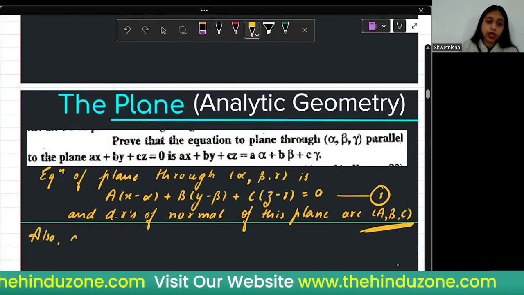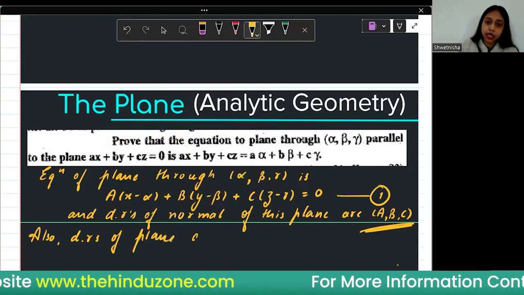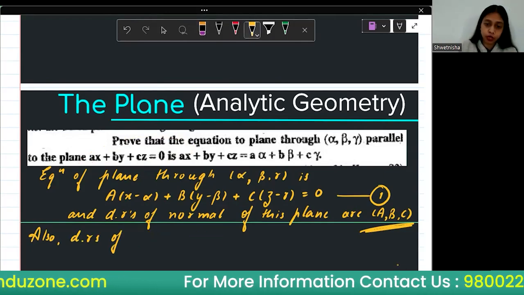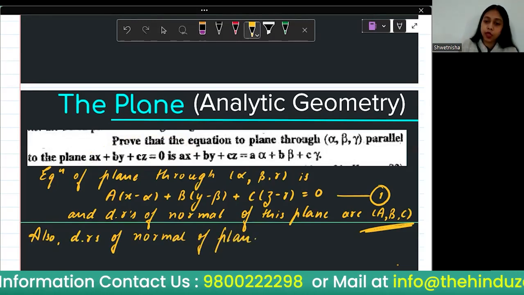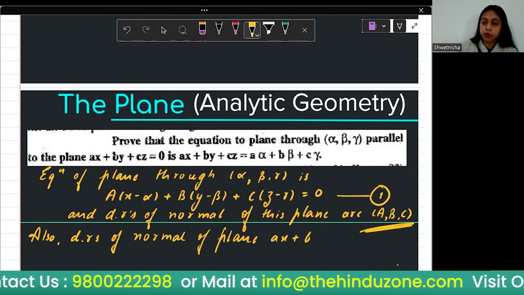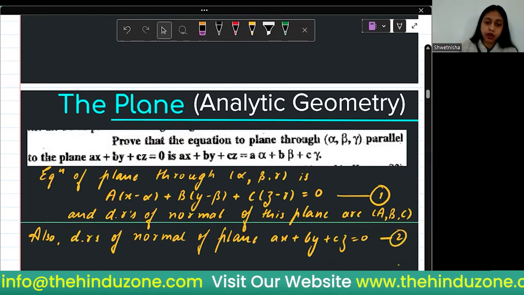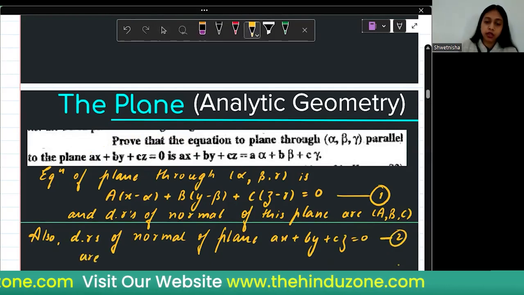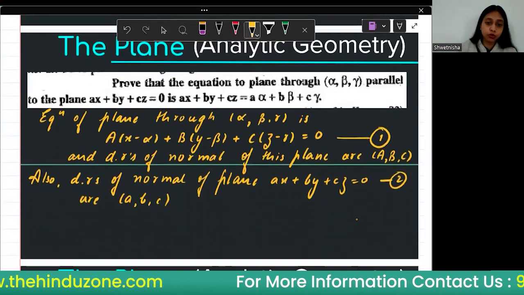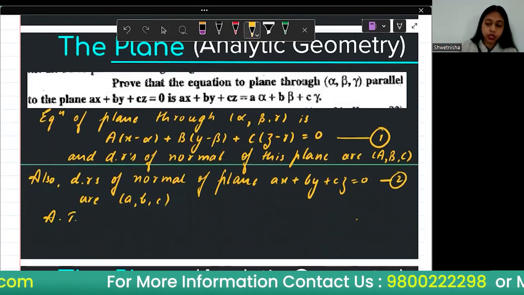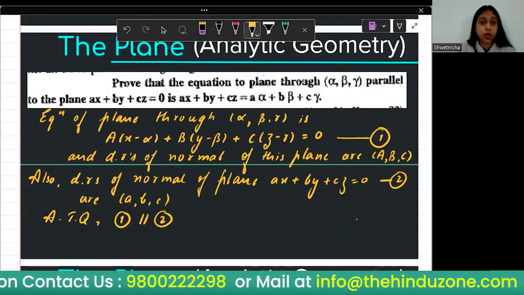Also, the direction ratios of the normal of the plane ax plus by plus cz equals 0, this second plane, are small a, b, c. According to the question, plane one is parallel to plane two.